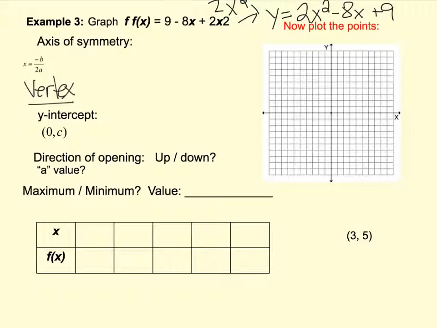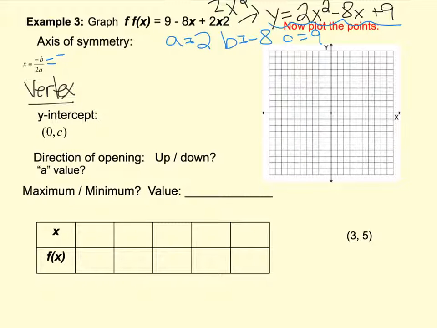So once it's in this form, then we can see that a equals 2, b equals -8, and c equals 9. So now let's find our axis of symmetry.